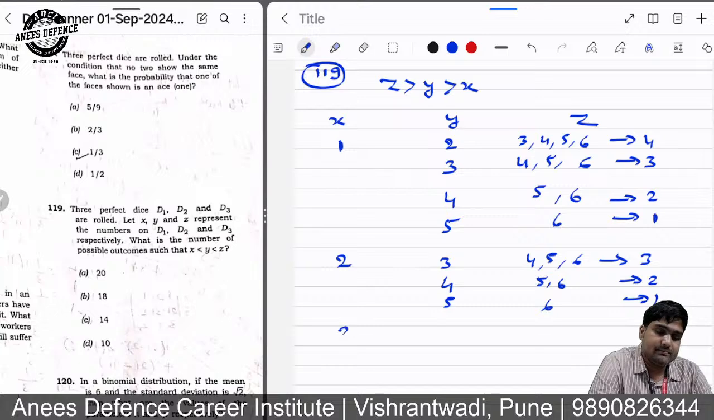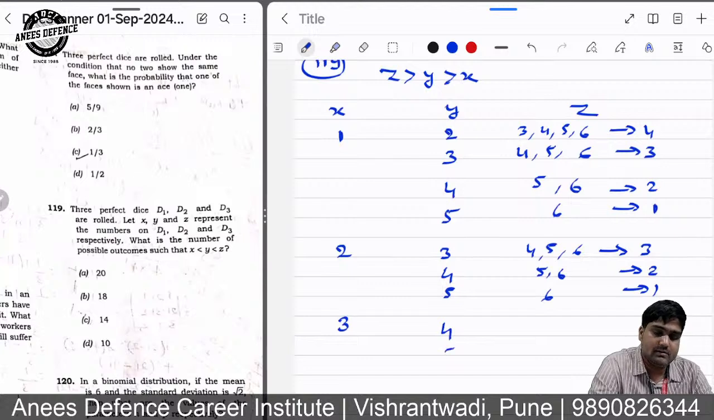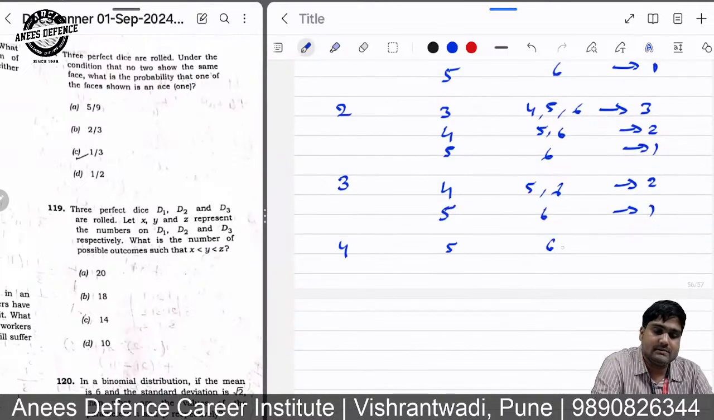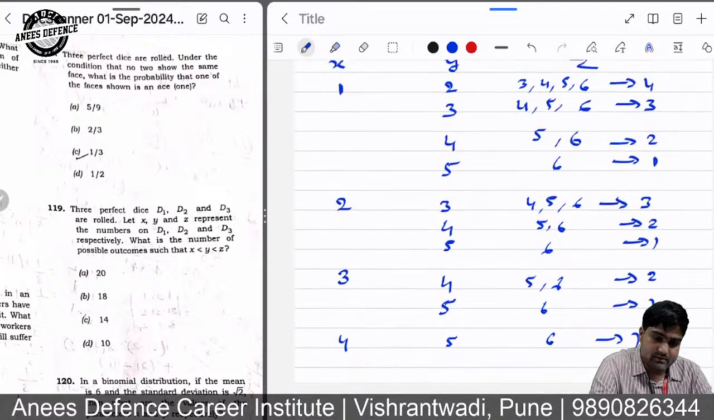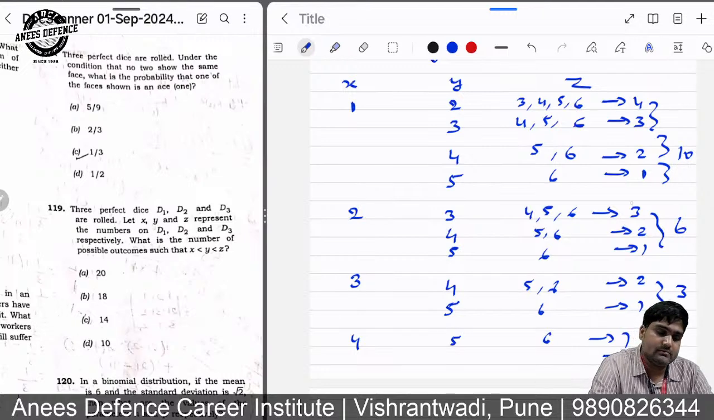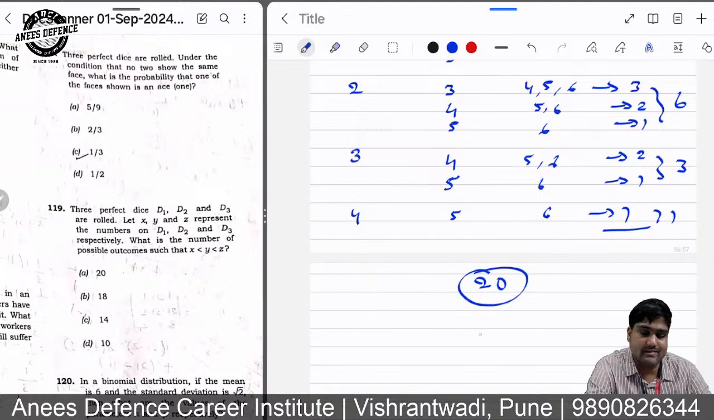If I pick X as 3, Y can be 4 and 5. If Y is 4, then Z will be 5 and 6, and if Y is 5, Z is 6, so 2 and 1. If I take X as 4, then Y is 5 and Z is 6, so there's only one case here. If we count all these cases: 4 plus 3 is 7, plus 2 is 9, plus 1 is 10. Then 3 plus 2 plus 1 is 6, 2 plus 1 is 3, and 1. It's 20. So the total possible outcomes is 20 when Z is higher than Y and Y is higher than X. So the answer for 119 is A.